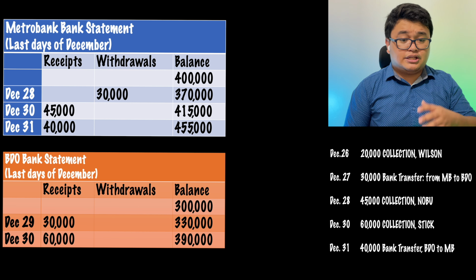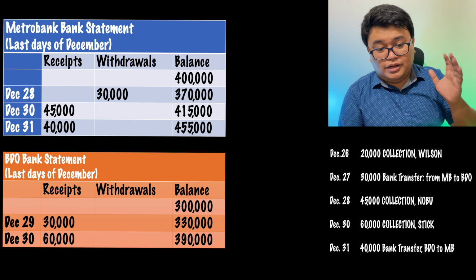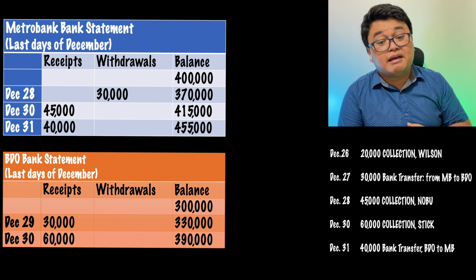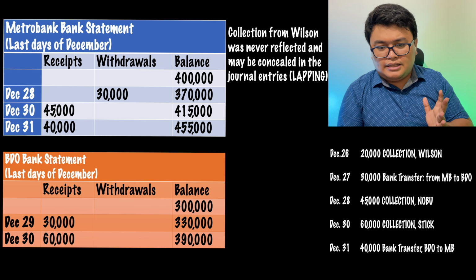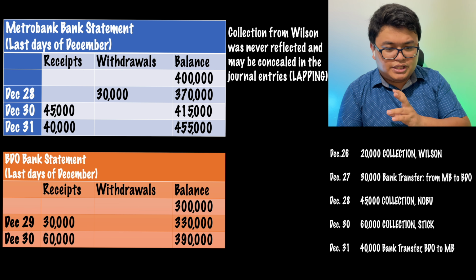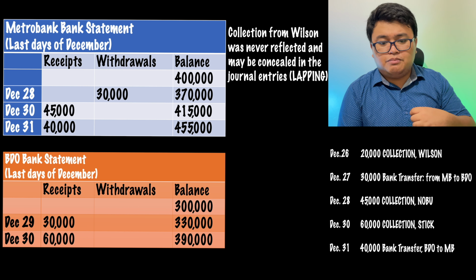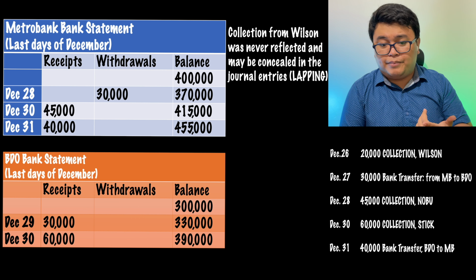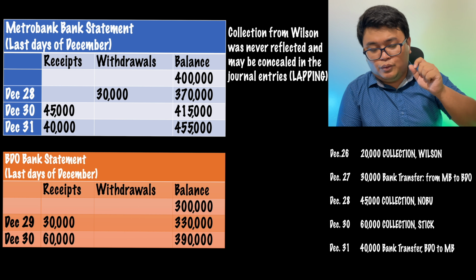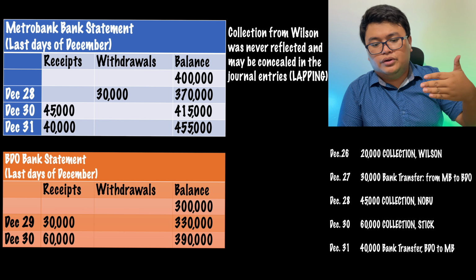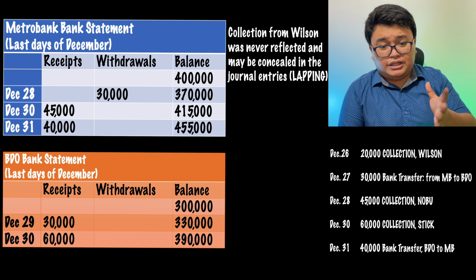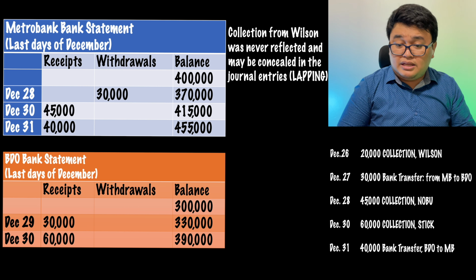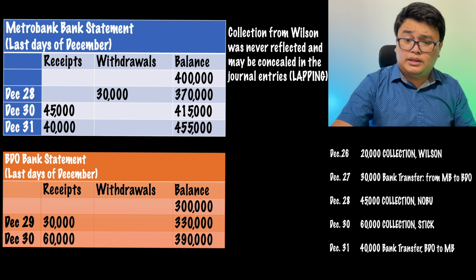So let's just assume that the bank statements are only for the last few days of December. When we inspect our bank statement, we cannot see the proof that Wilson's AR is indeed collected. So this means that indeed there was lapping that happened, that it was not recorded on December 26, and the next collection from our next customer is credited as if we collected from Wilson. But in our bank statement, there was no money that went in amounting to the 20,000 due from Wilson.